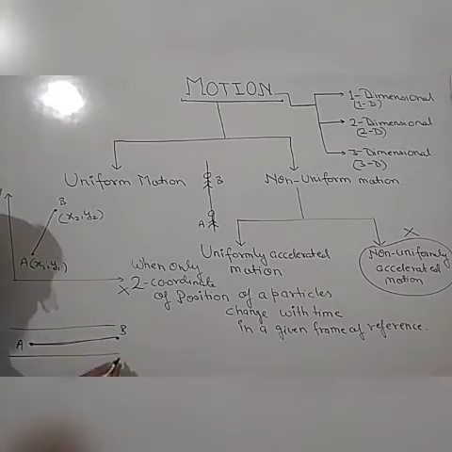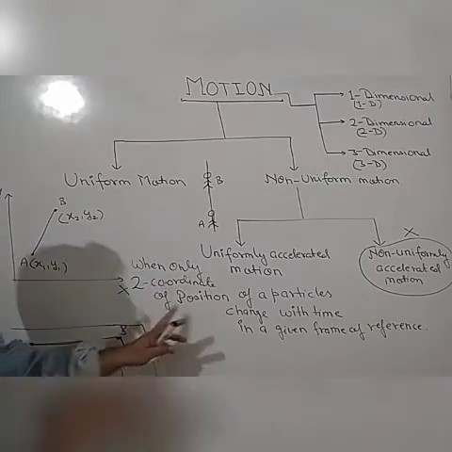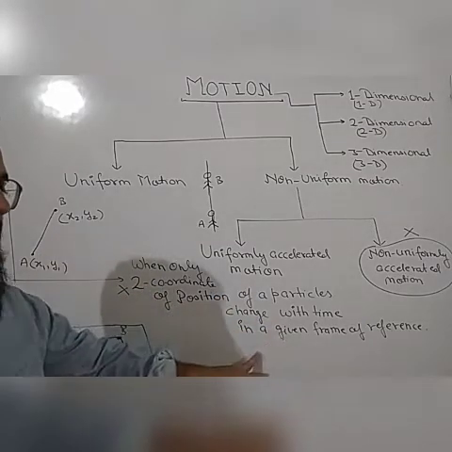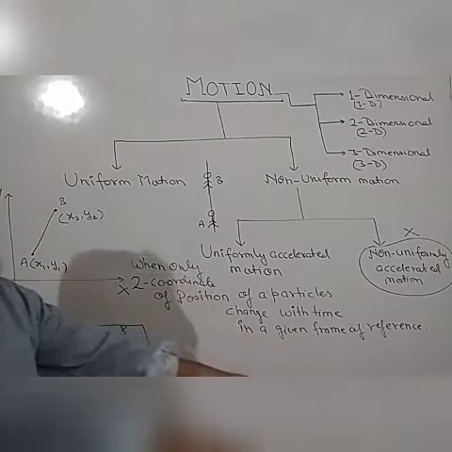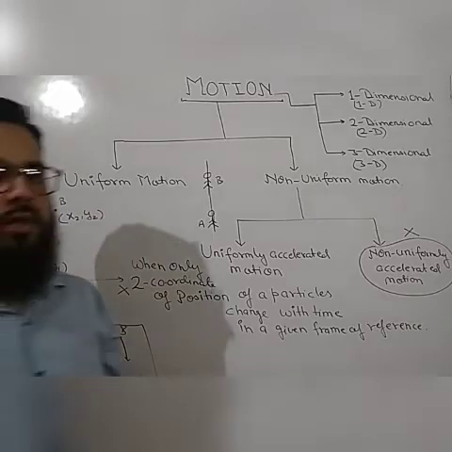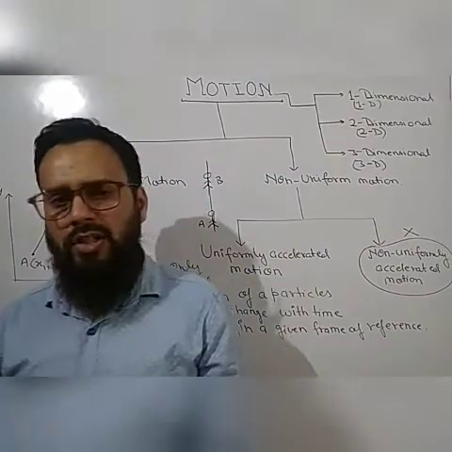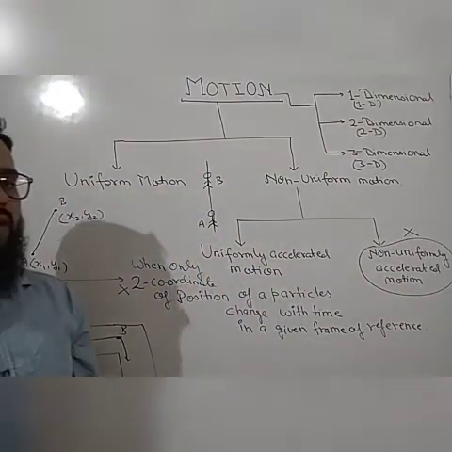But suppose here is a turn. This road turns in this way. As you take the turn, this motion will be converted to two-dimensional motion. So what is two-dimensional motion? When two coordinates of the position of a particle change with time in a given frame of reference, then that motion is said to be two-dimensional motion. Clear? So what will be the examples? Whenever a car takes a turn on the road, whenever a train takes a turn on a circular track. These all are examples of two-dimensional motion.